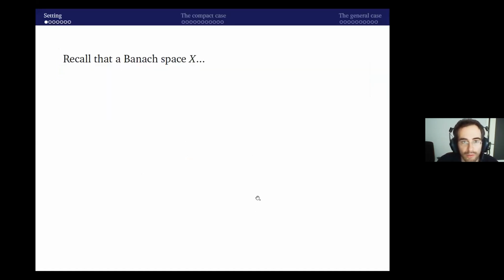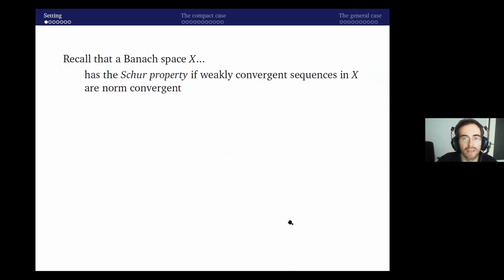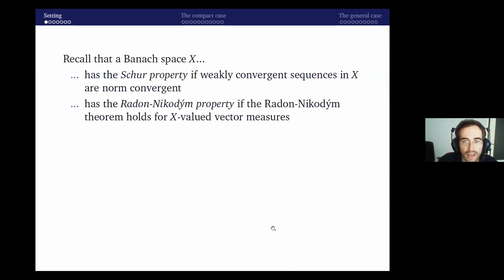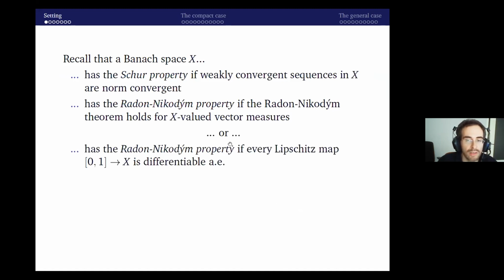Recall the definitions of these properties. For a Banach space X, we say that it has the Schur property when weakly convergent sequences in X are also norm convergent. And we say that X has the Radon-Nikodym property, or RNP for short, if the Radon-Nikodym theorem holds for X-valued vector measures instead of standard real-valued measures. That is the original definition, but there are many equivalent characterizations, and I guess one of the more manageable ones is this one.